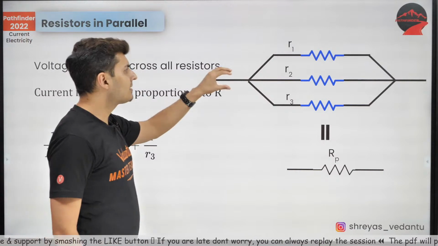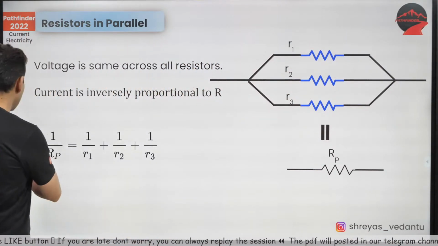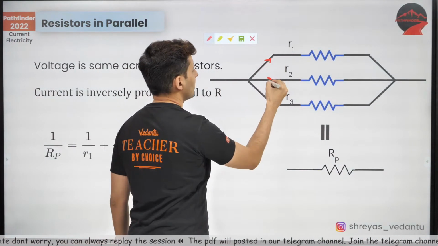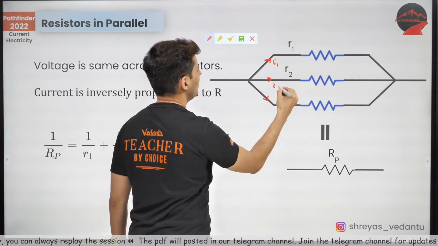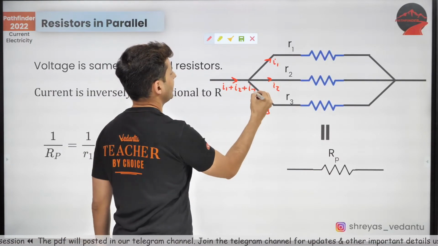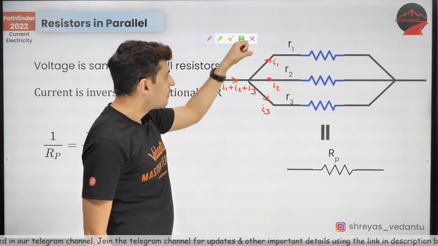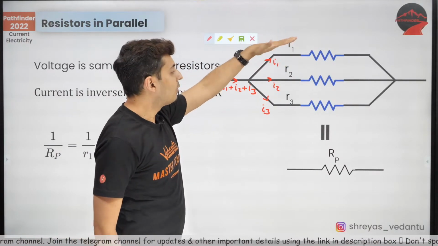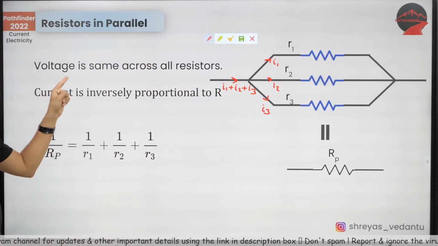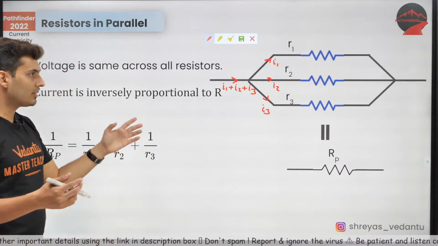When you have resistors in parallel, the current will distribute itself. There will be currents I1, I2 and I3, and the total current will be I1 plus I2 plus I3. The resistance which has less resistance will have more current, and the one with big resistance will have less current. That's why I said current is inversely proportional to resistance when in parallel. The current is different.